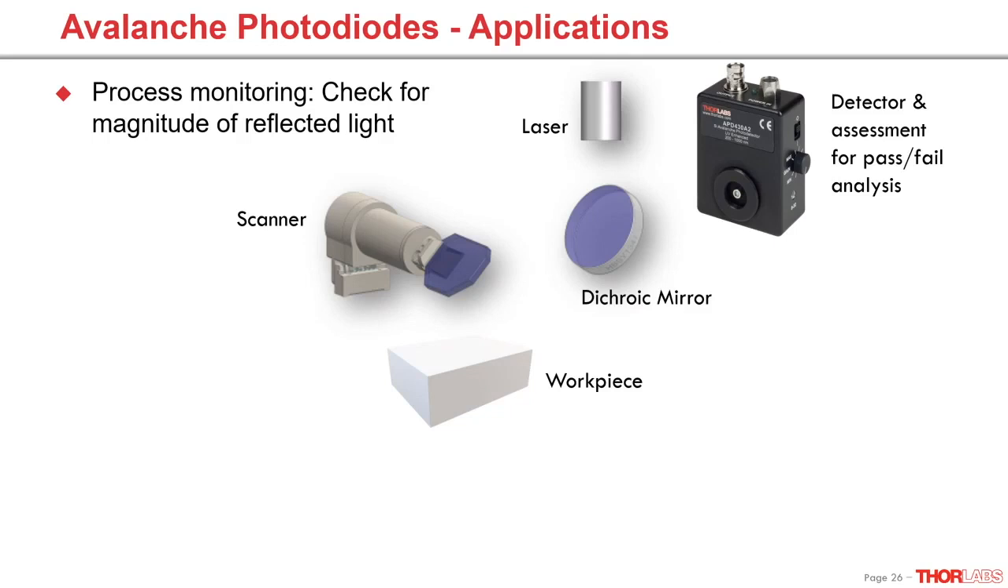So APDs can be used in the process control for laser machining applications like welding, drilling, cutting, or additive manufacturing. The reflected beam gets measured, often in different wavelength ranges, to monitor the quality of the processing. The setup shows a machining laser, a scanner, a dichroic mirror, and a monitoring APD.